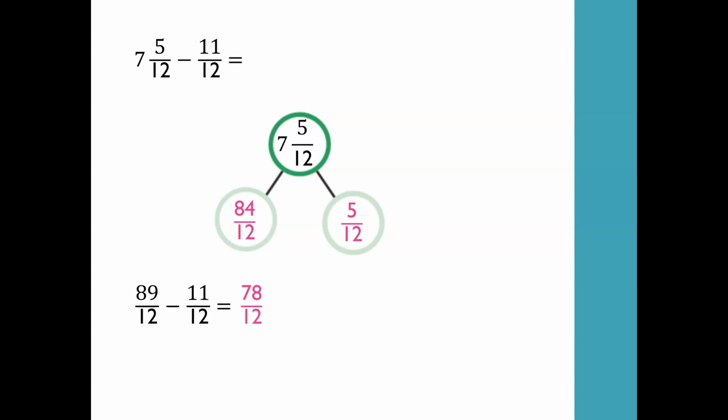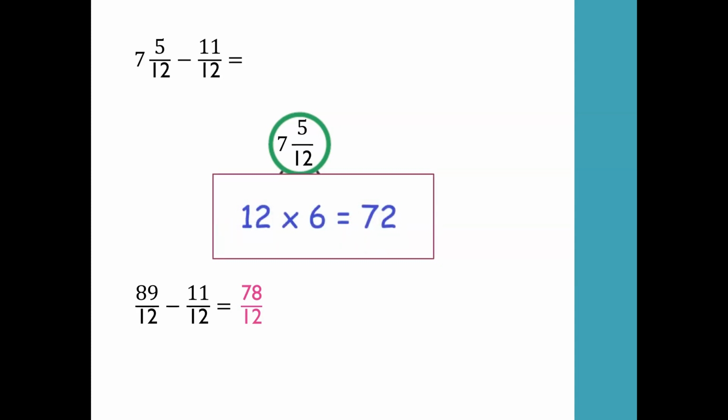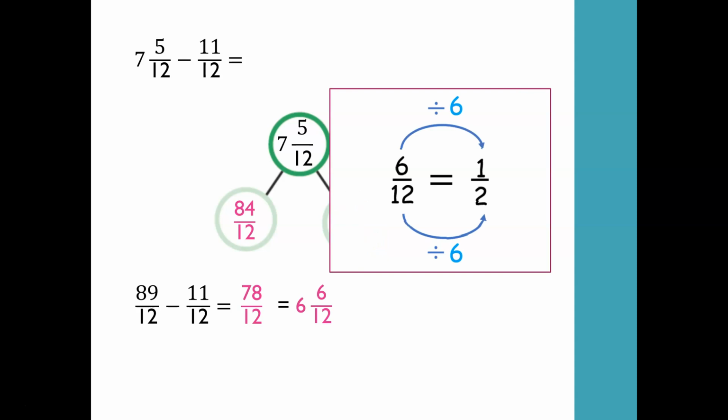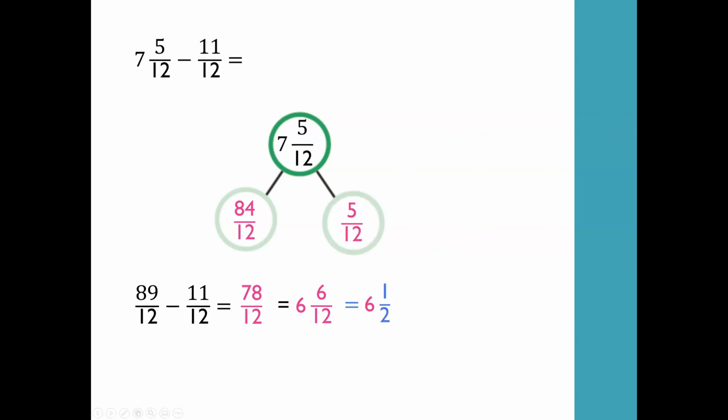As you know by now, we shouldn't leave the answer to a calculation as an improper fraction. We should change it back into a mixed number. I know that 12 times 6 is equal to 72, so I can change 78 12ths into 6 6/12. But that's not all. I also notice that 6/12 is equivalent to a more simple fraction. I can divide both the denominator and the numerator by 6 to make the equivalent fraction 1/2. The answer to our subtraction is 6 1/2.